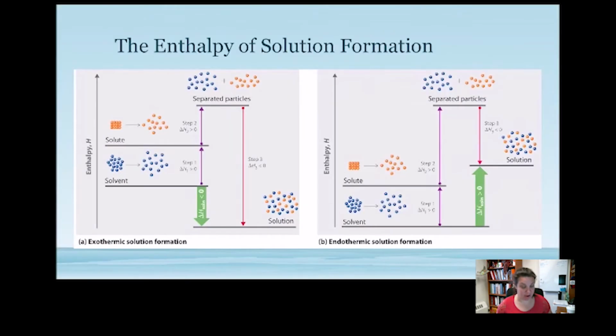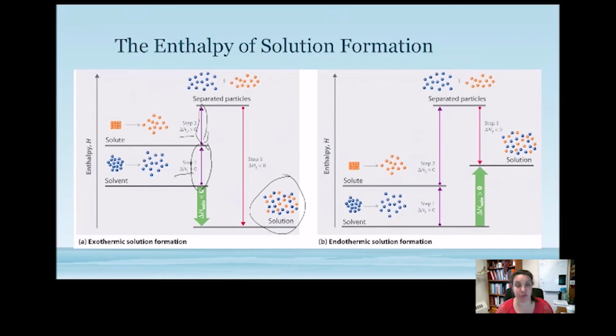Here's just a breakdown of our energies associated with solution formation. In both of these cases, we have the ability to make a solution, whether it's exothermic solution formation or endothermic solution formation. Again, it's just a balance of those energies. So we've got to break down our solvent interactions. We call this delta H1. Then we break down our solute interactions. We call this delta H2. And then we form our solute-solvent interactions, or our solution interactions.